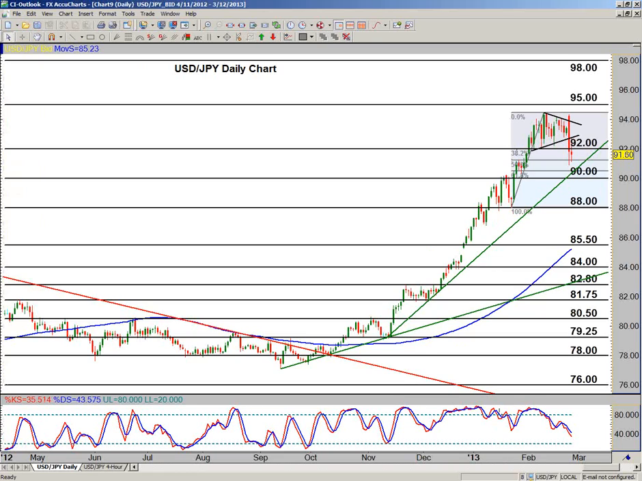Warren asks, does the level of slow stochastics help with the analysis? Yeah, absolutely. I use stochastics, RSI, sometimes MACD, but mostly stochastics and RSI, just to help with momentum readings.